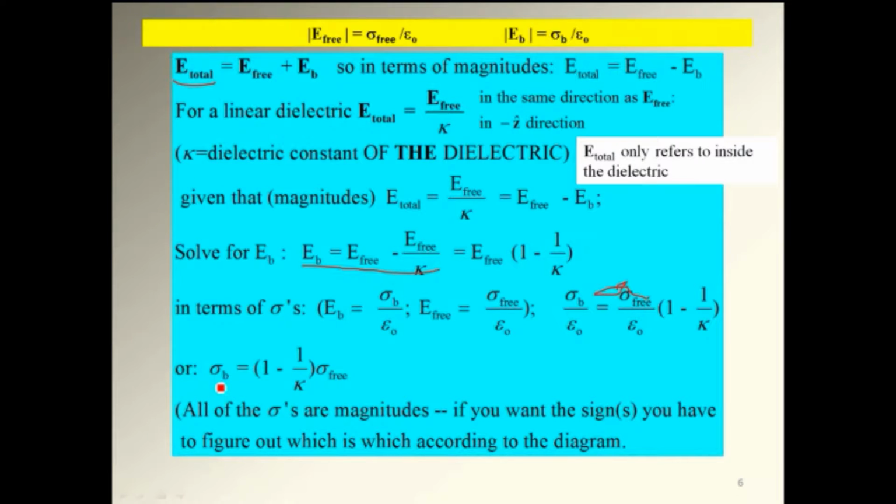And again, notice that this is larger than this. All of these are magnitudes because they're scalars. If you want to, you can get the sign of these things depending on what plate you're at, the top or the bottom. So if you want them, you just simply have to figure out which is which according to the diagram.